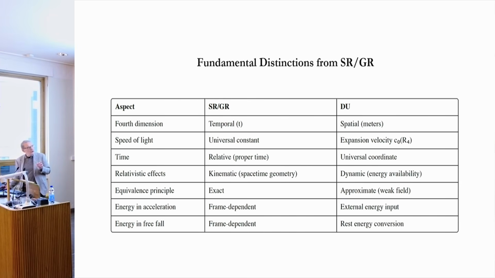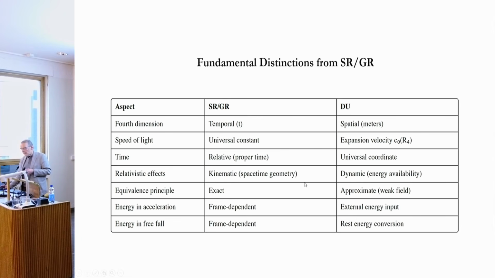Speed of light is not a constant, but it's fixed to the expansion velocity of space. Time is not relative, but it's universal. Instead, clocks and physical processes run slower due to motion and local gravitation. So finally it questions, or switches, the direction we are looking at.